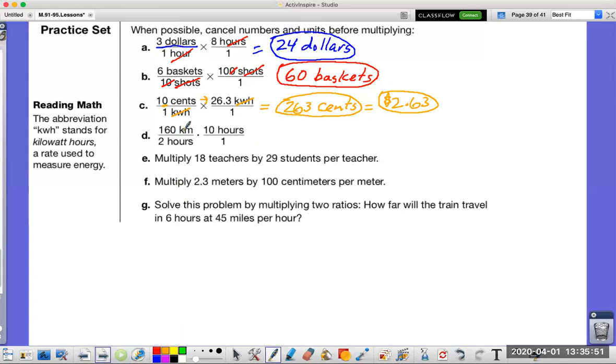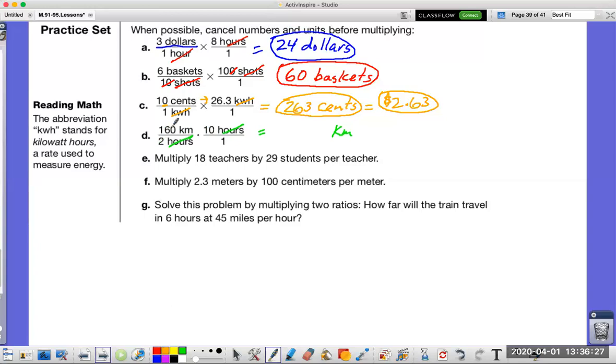All right, let's look at letter D here. If you have 160 kilometers per 2 hours and you go for 10 hours, how far are we going to go? Well, and why did I say how far are we going to go? Because I see that hours cancels hours, and all I'm left with is a distance measurement. So in that case, my label is going to be kilometers, or km. So because it's kilometers, I'm now going to look at some other things. Are these other numbers compatible? Can I do some things with them like this? I could do a couple things actually.